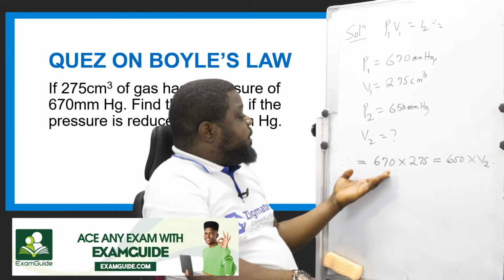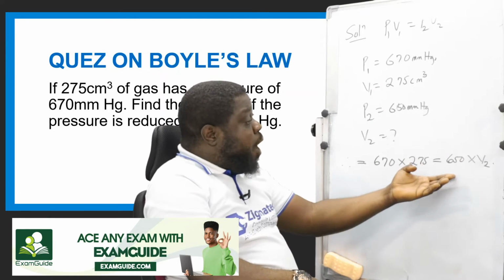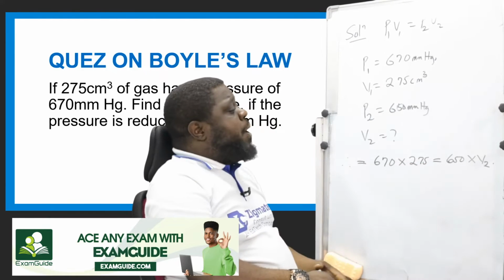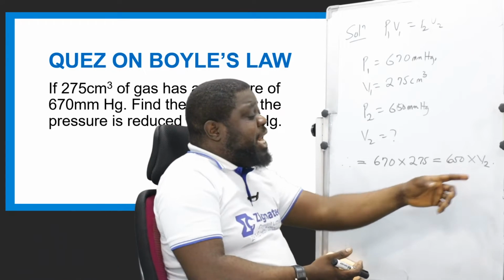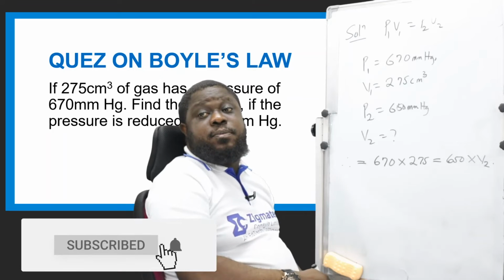Now, this is 670 times 275, equal to 650 times V2. Now, I want to look for V2. I am going to ask the person that is with V2.